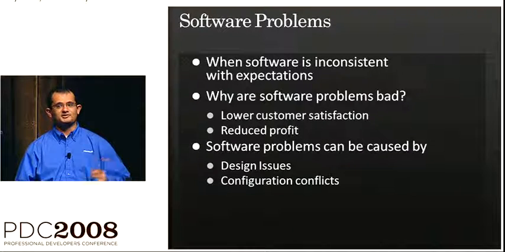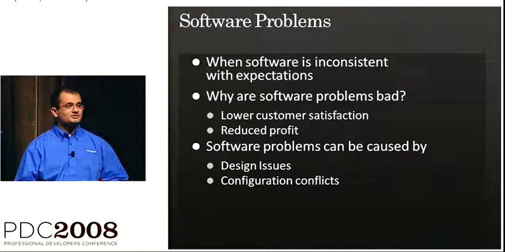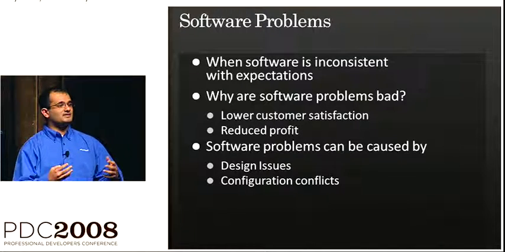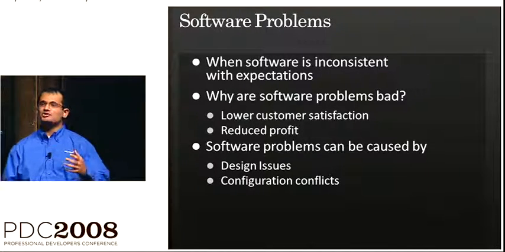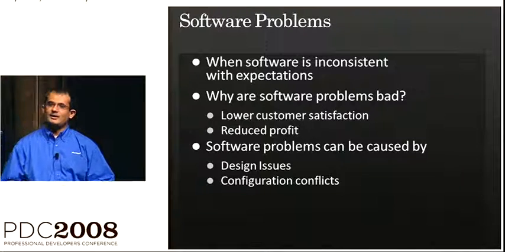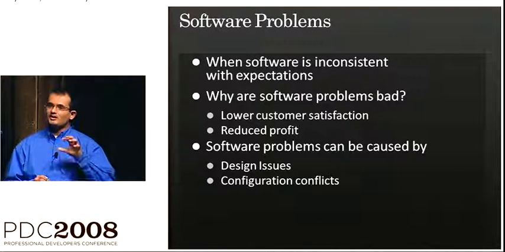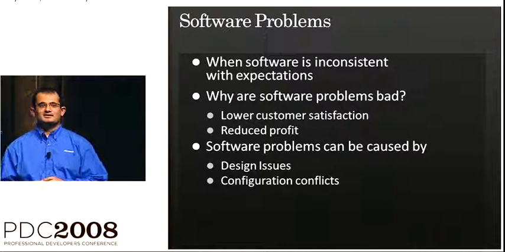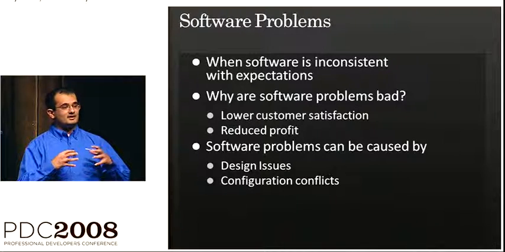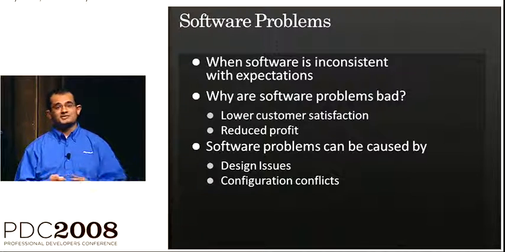The first is design issues. This includes code bugs, but it can also include purposeful design decisions that lead to functionality that a user may not expect. And the second bucket is configuration conflict. And this is where the state of the system isn't in a condition where our application can run successfully.